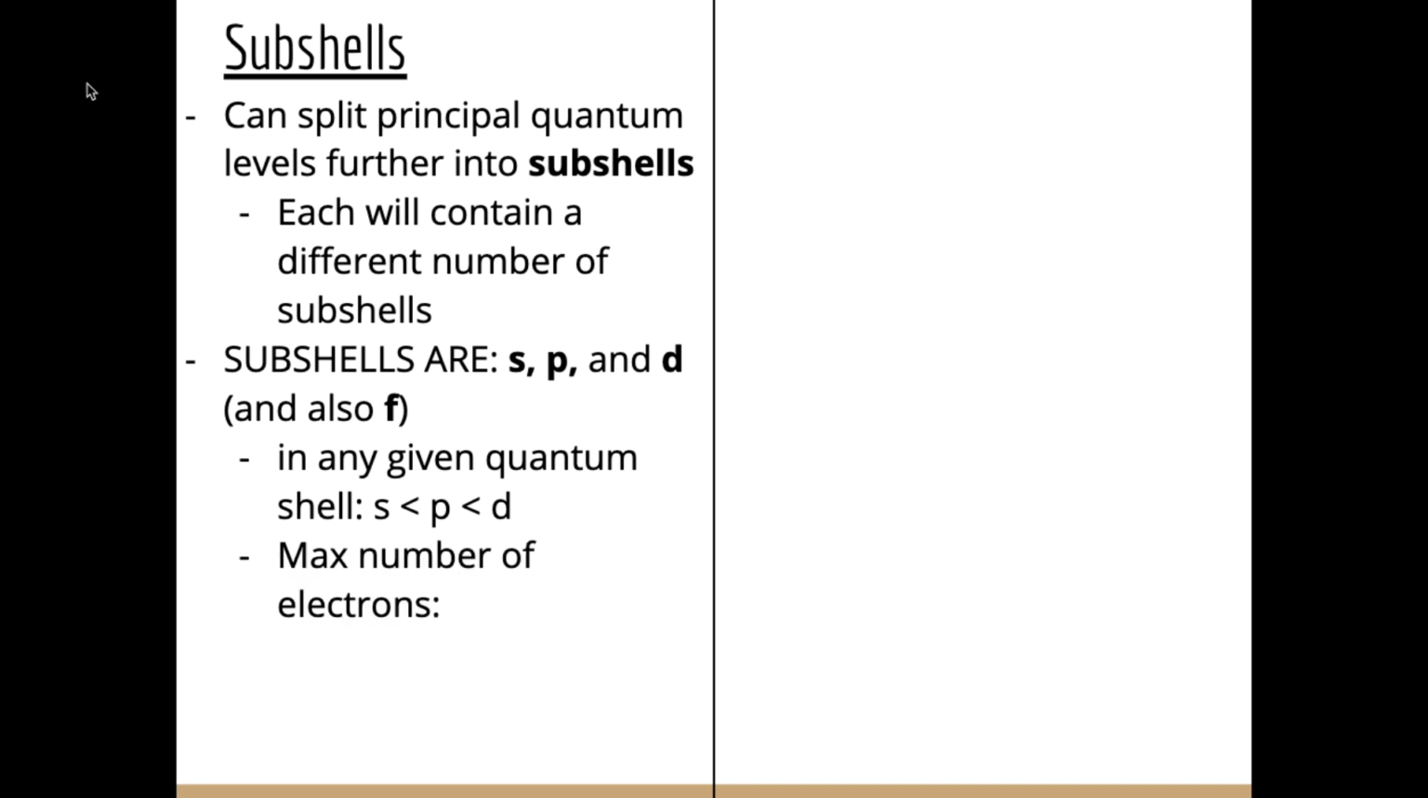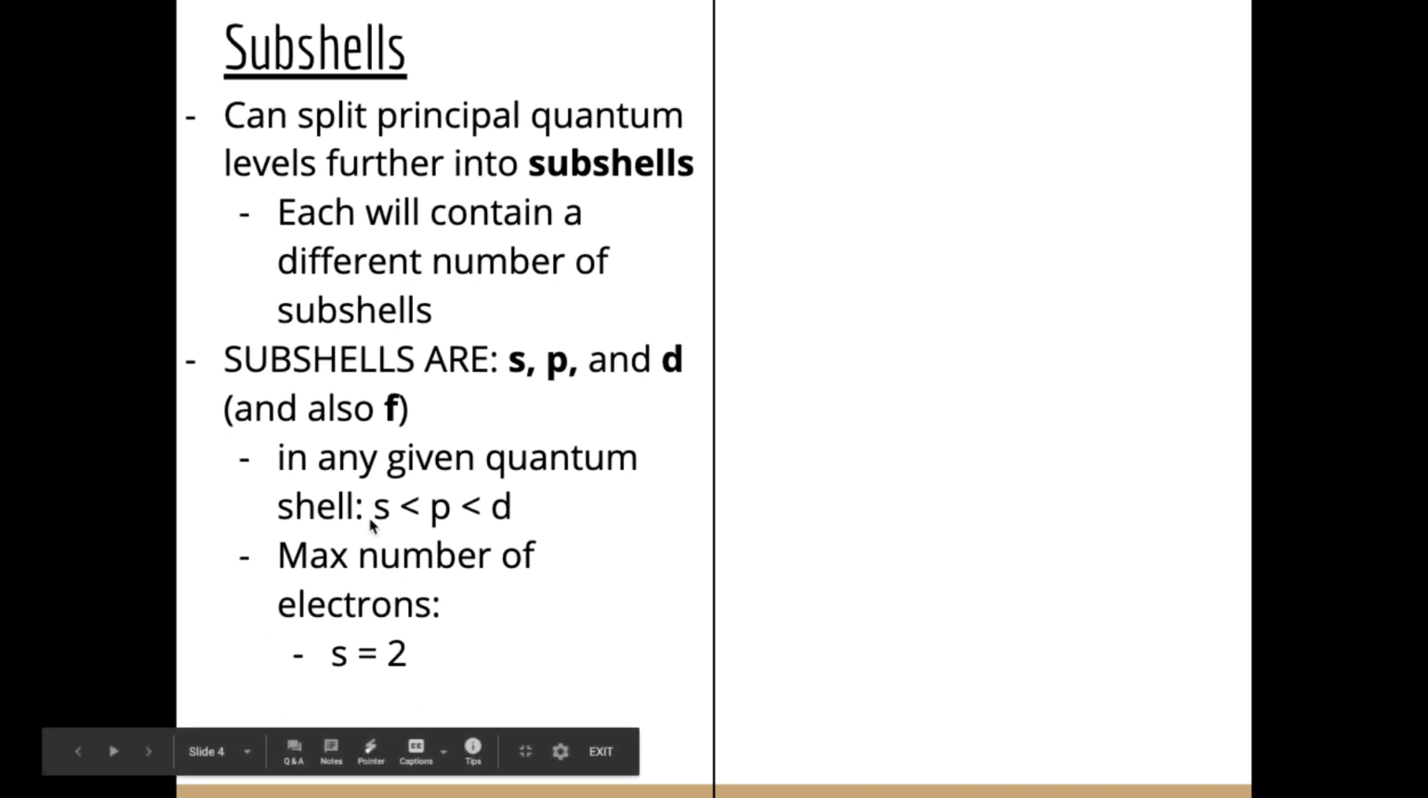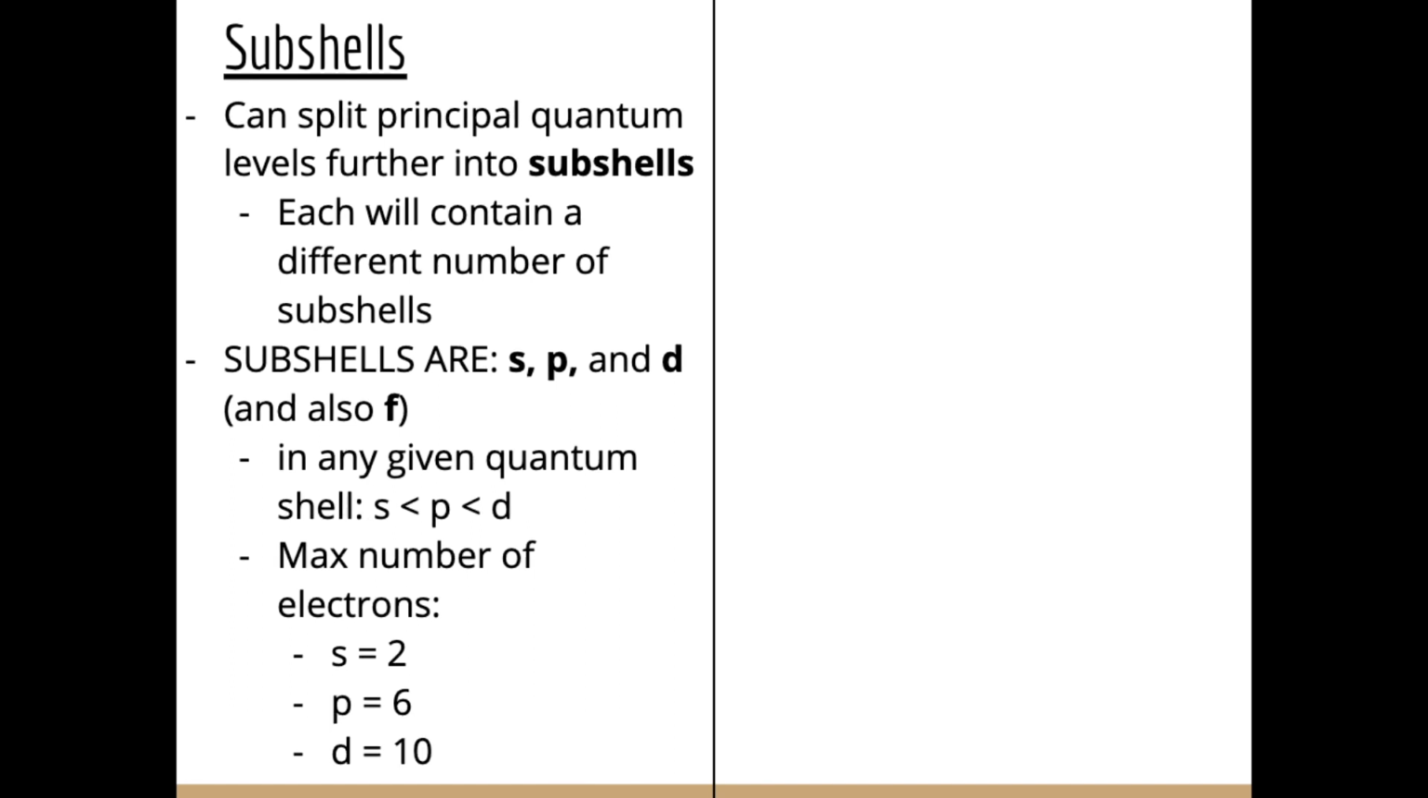And they are different sizes. So S subshells are the smallest subshells. They can contain 2 electrons. That's how many electrons they can hold. P subshells are a bit bigger. They can hold 6. D subshells are bigger again, they can hold 10.